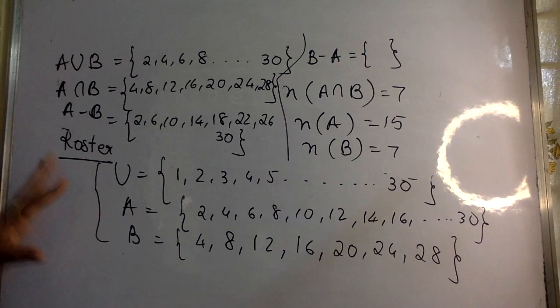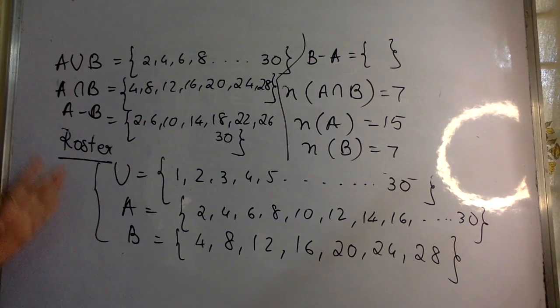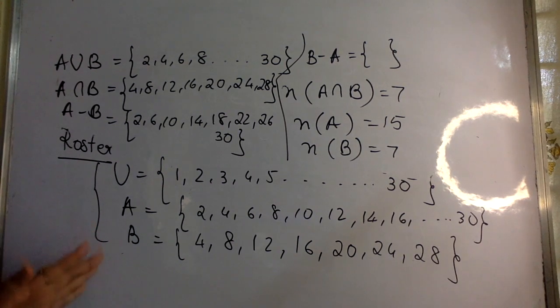This you must write. They will not tell you to write. Don't try to look at the set builder form set and try to get your numbers. Okay, you'll never get them right. So you have to list them out and then you have to work like this.